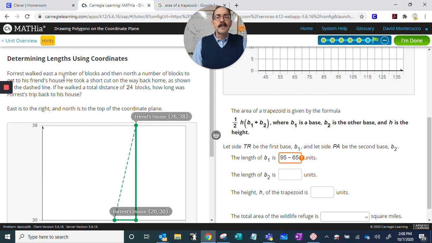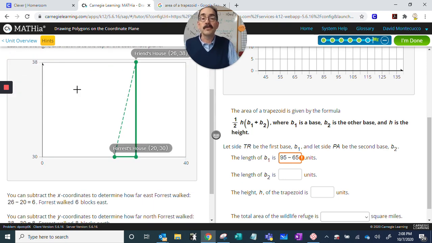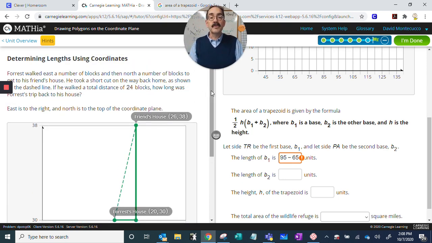Okay, so we're into this polygon, looking at parallel lines. We got the coordinates, the X and the Y, we're graphing, and all of a sudden it says Forrest walked east a number of blocks, then he walked north a number of blocks to a friend's house. He took a shortcut on the way back home as shown by the dashed line. He walked a total of 24 blocks. How long was his trip back to the house? Okay, so we're actually going to use this data.